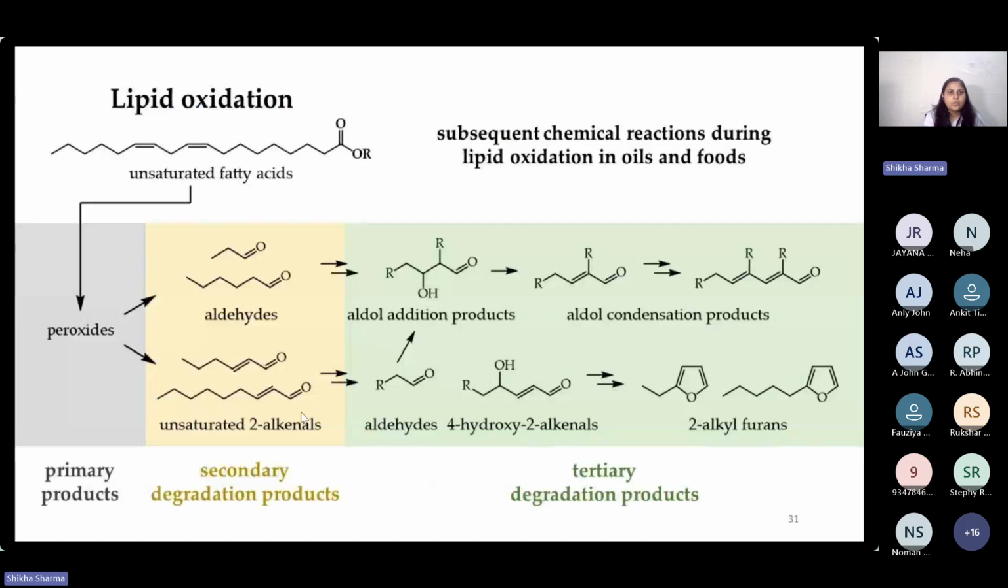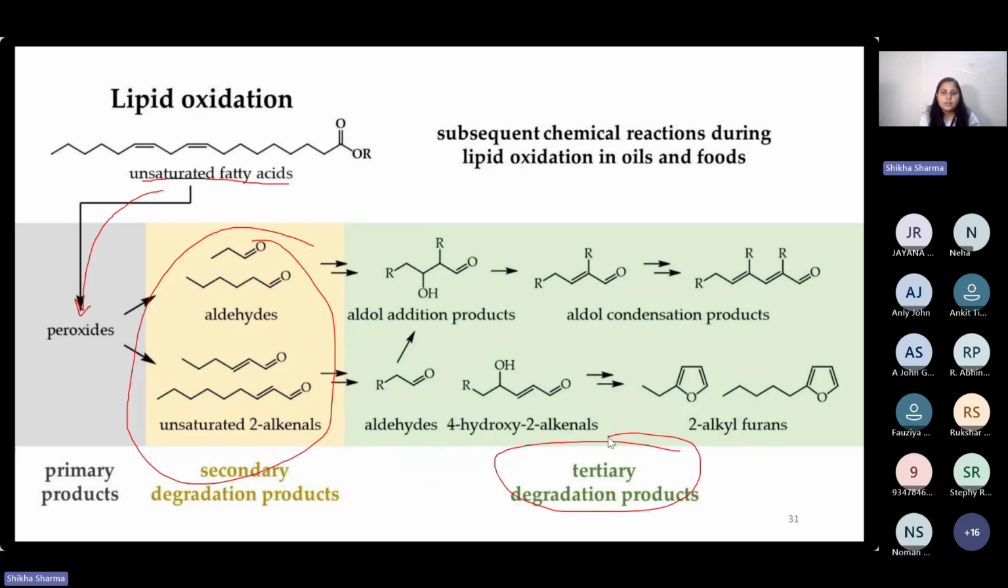So these are lipids, basically unsaturated fatty acids. They can undergo oxidation, where the primary products will be peroxides. The secondary products can be aldehydes and alkenals, and tertiary products can be aldols and aldehydes or furan compounds, alkyl furans.